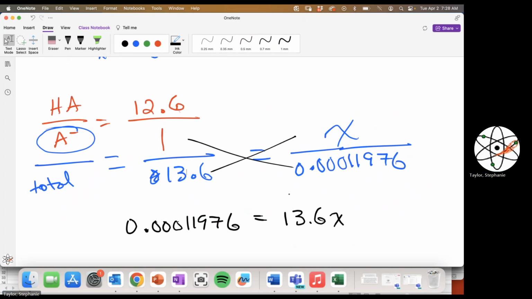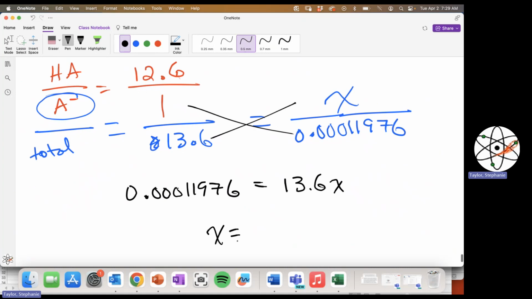Essentially I get to do this because these are ratios. This is comparing two things to each other. These are all about ratios.